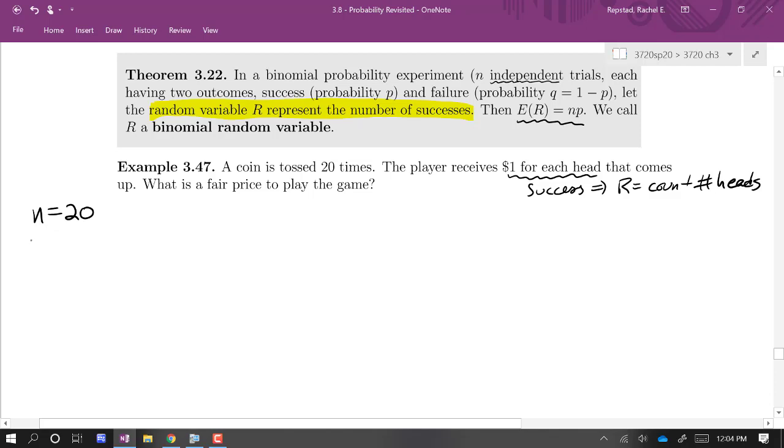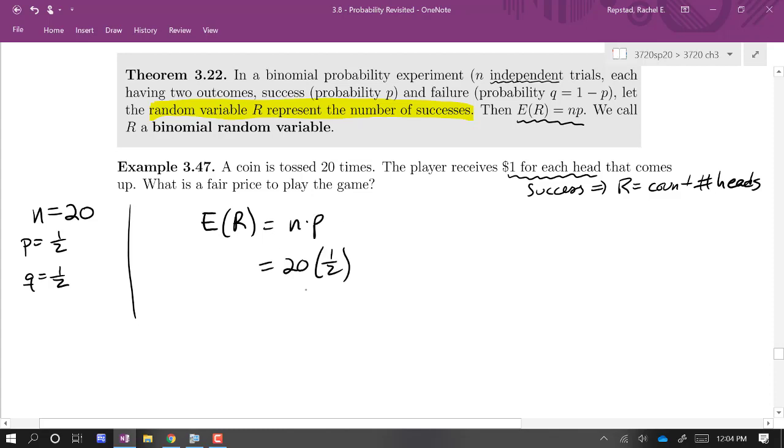Now we're tossing a coin, so success and failure have equal probability of 1/2. And our random variable R is counting the number of heads, so the expected value of R is n times p, so that's 20 times 1/2, and that's 10. And what's a fair price to play the game? You get $1 for each head, so if R is counting the number of heads, that's counting how many dollars you get when you toss the coin 20 times. So that means that $10 is the fair price to play.